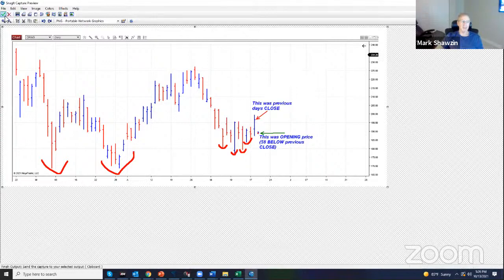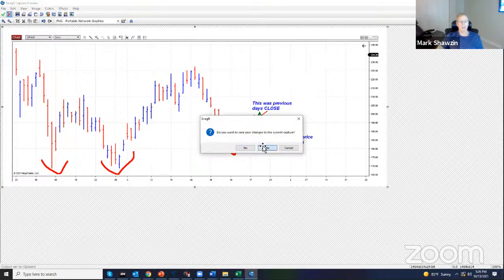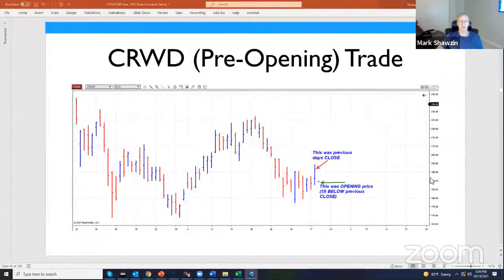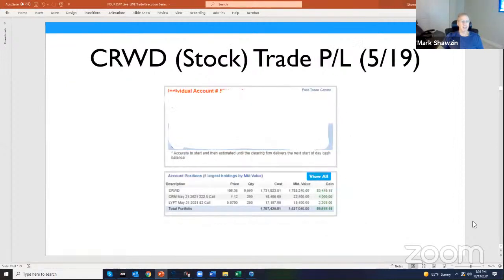So I bought that thing $8 lower, and it closed up about $9 for the day. And I just bought a monster amount, and again, I just use price action. So there it is, about 9,000 shares, and you can see I was up 53 grand. So it was up $6 from where I bought it. And that trade is well up from there. Yes, I'm still holding Tesla long.